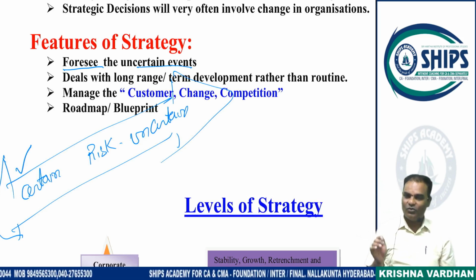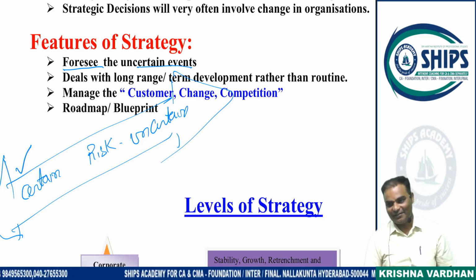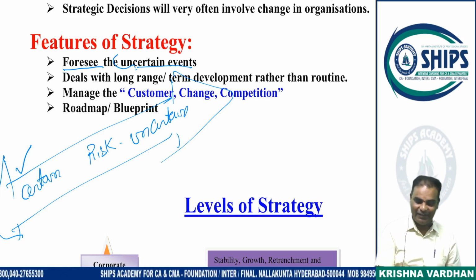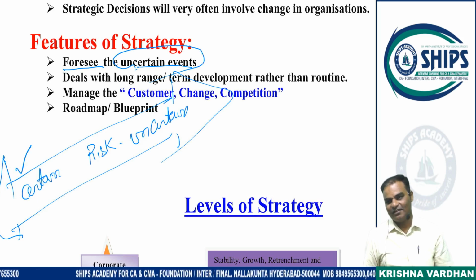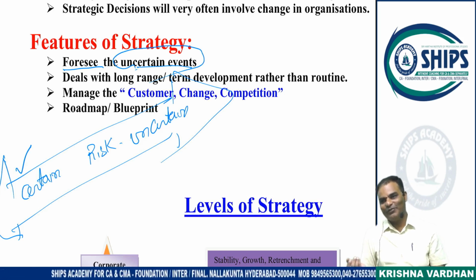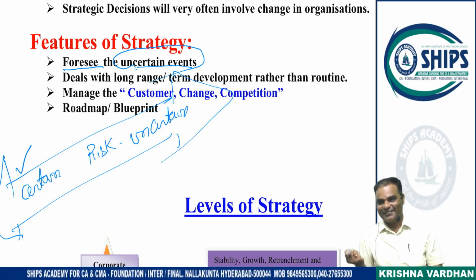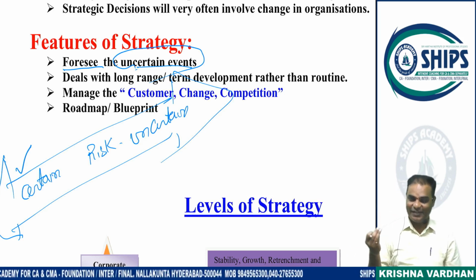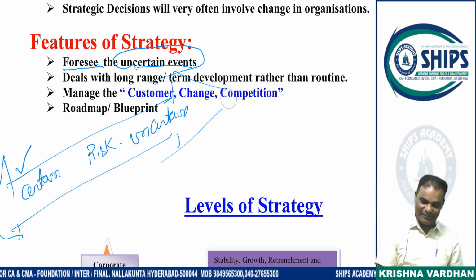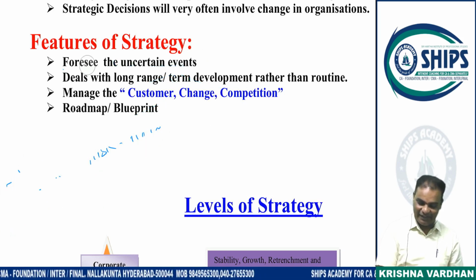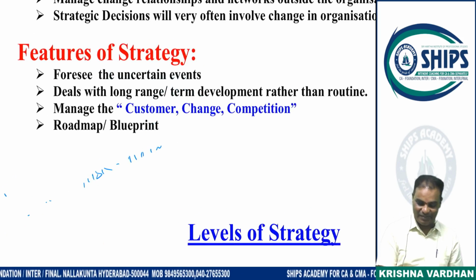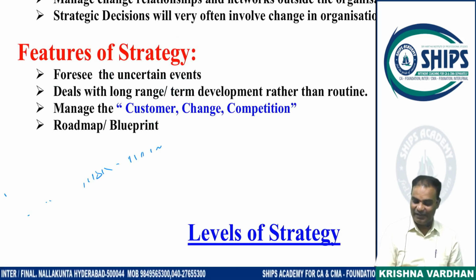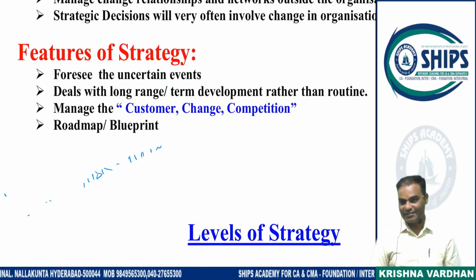Understood? So strategic management as a subject will see what event? Uncertain events. When everything is known, you make a programmed strategy. When things are unknown, that is where your unprogrammed strategy comes into the picture. In decision making, I'll tell you further as and when the concept comes in. It deals with long-term development rather than routine development.